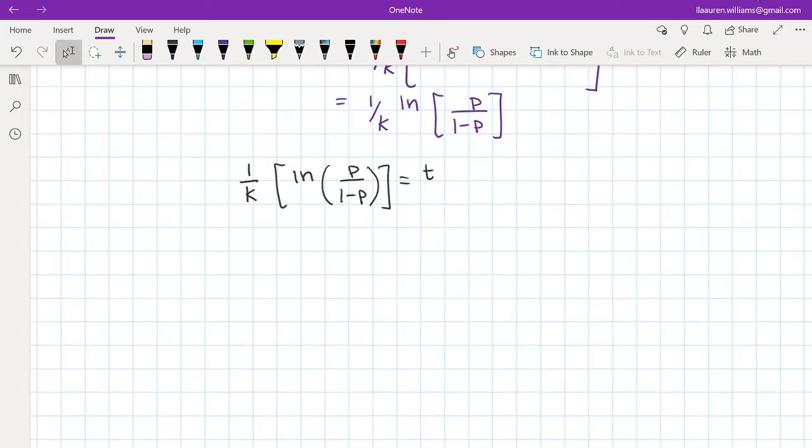So what I'm going to do is multiply to get the k on the other side. kt, and then I'm going to add the constant. You don't have to multiply the constant by k because a constant times another constant is still a constant.